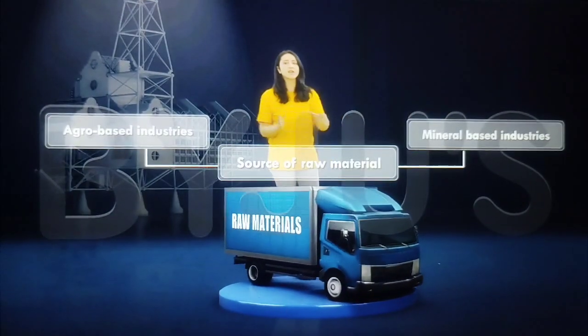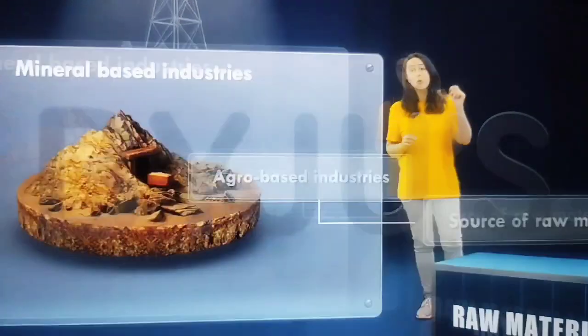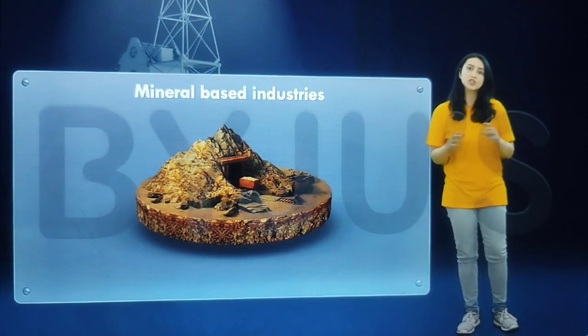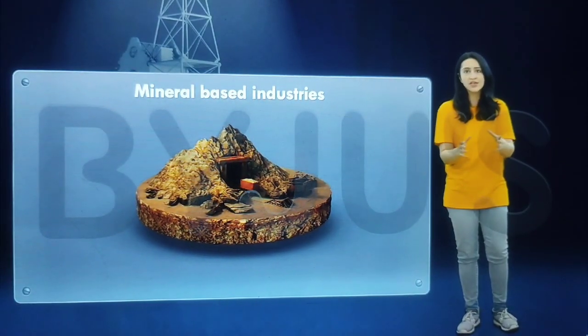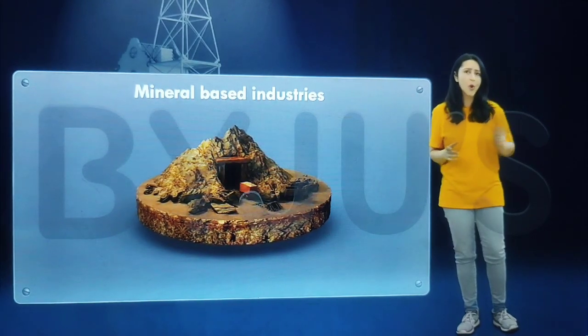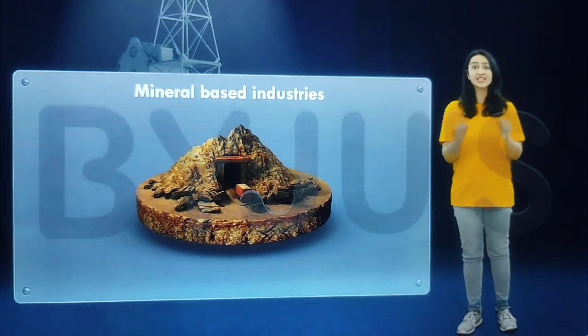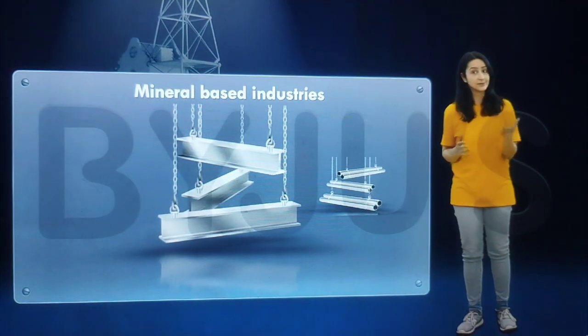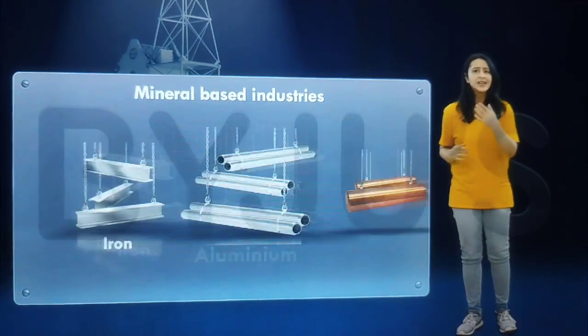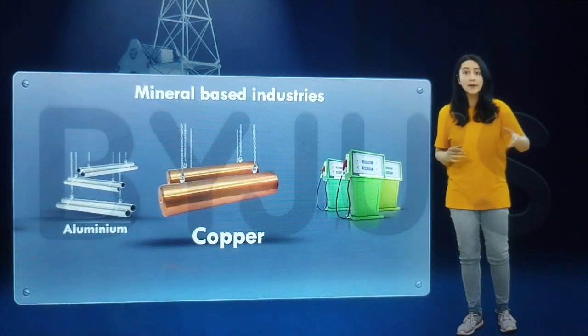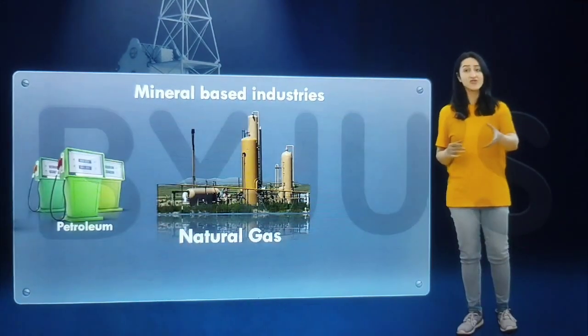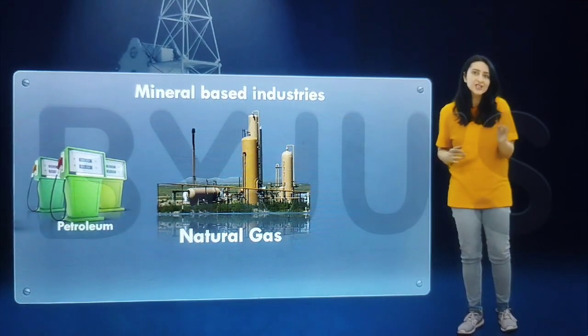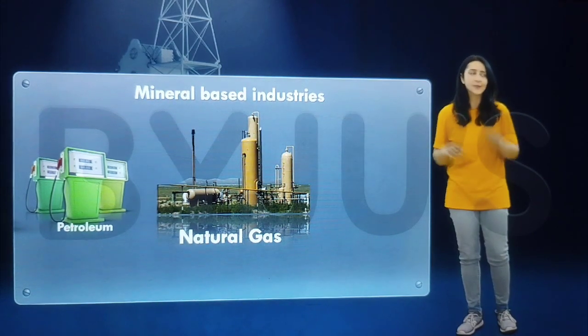Next up are the mineral-based industries. Now, mineral-based industries use minerals as the raw materials. So, what are some of the minerals that act as sources or raw materials for this industry? Well, iron, aluminium, copper, petroleum, and natural gas are some of the key sources of this industry.